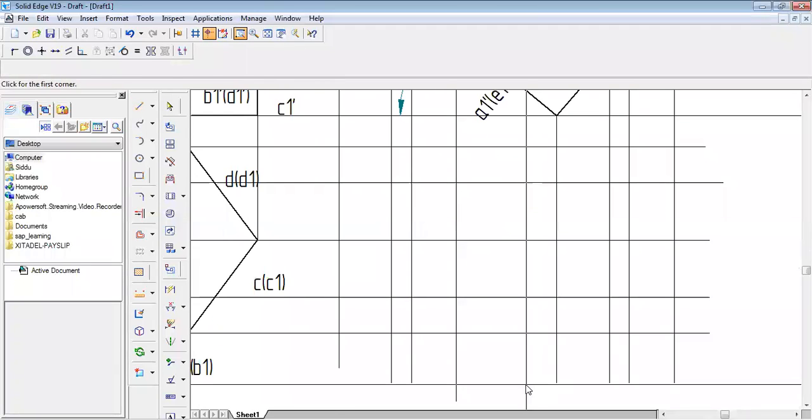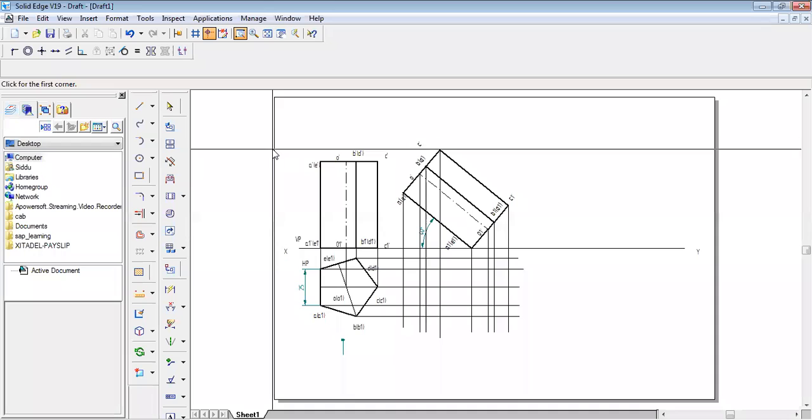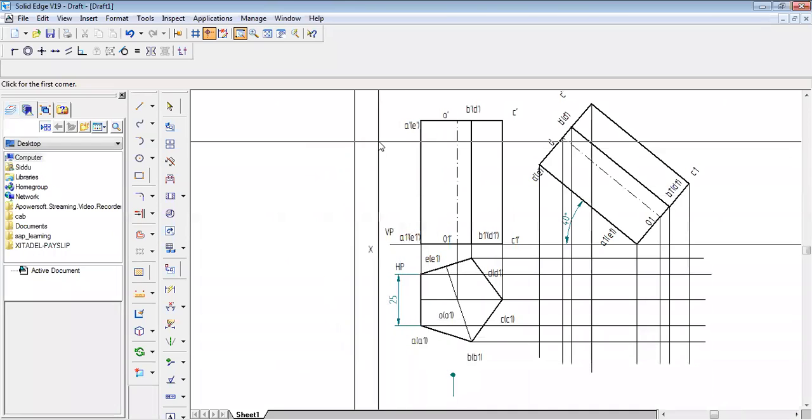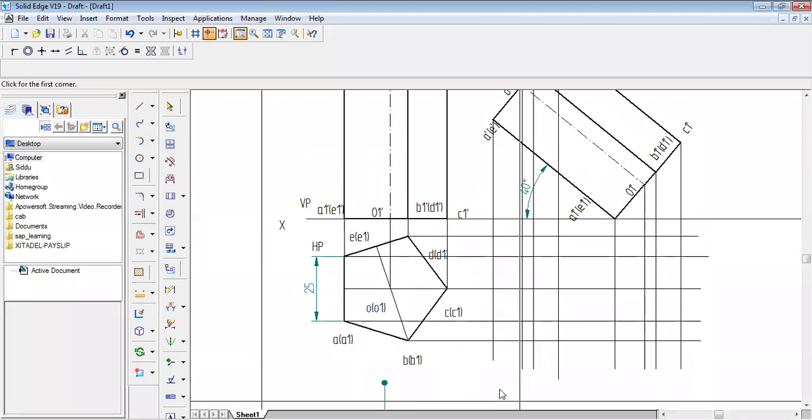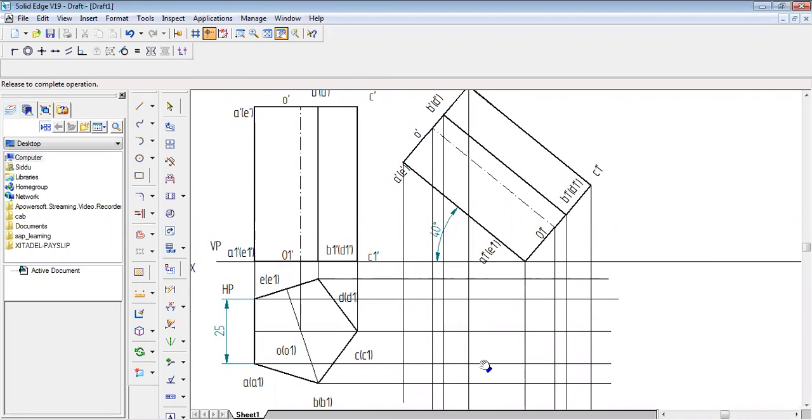So now friends, what you're supposed to do is locate all the points now. So this may end again with the same idea. Quickly you have to join. So now friends, we'll do one by one.